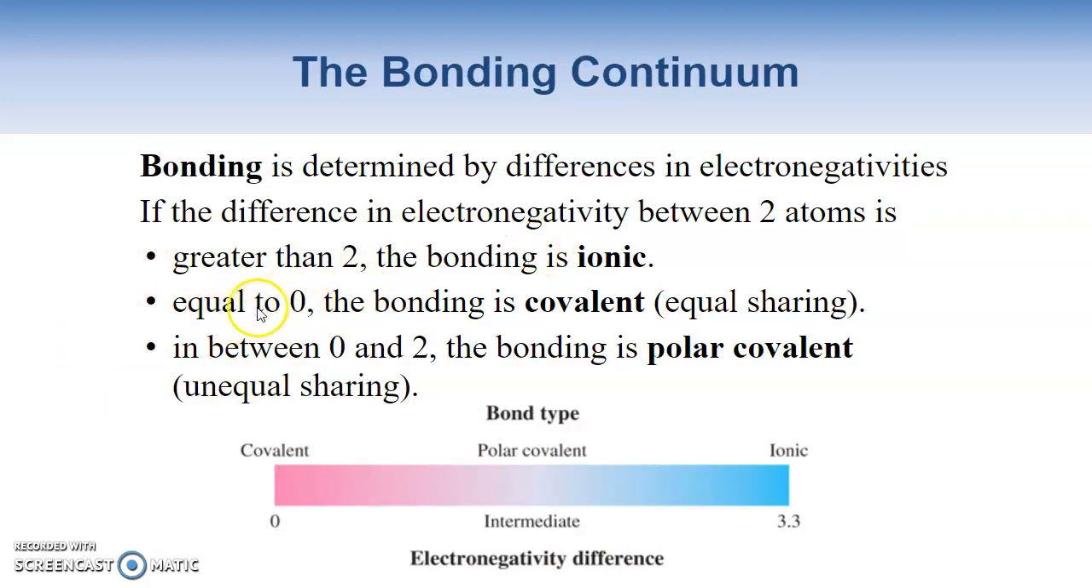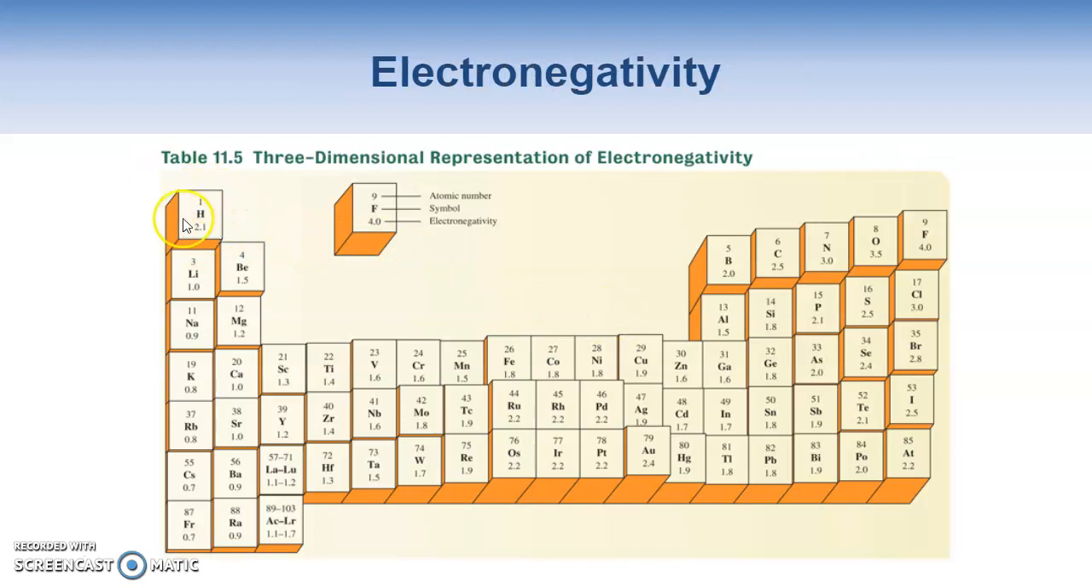If the electronegativities are equal, a difference of 0, the bonding is covalent with equal sharing. So if I had H2, for example, hydrogen is not going to have a higher electronegativity than hydrogen, so it's going to be 0. But there are other instances too. If they have the same electronegativity, the electrons will be shared equally between them.